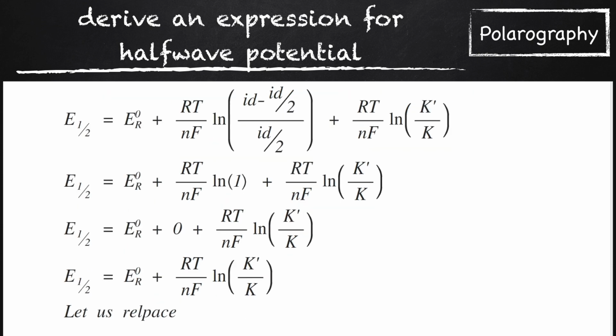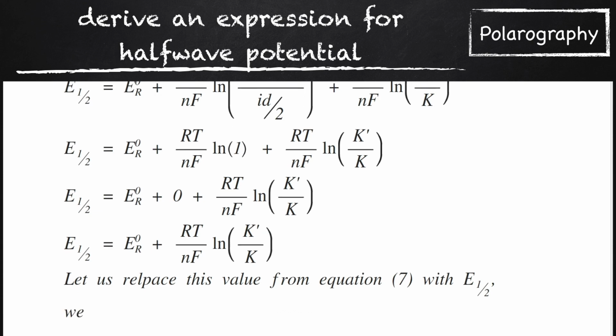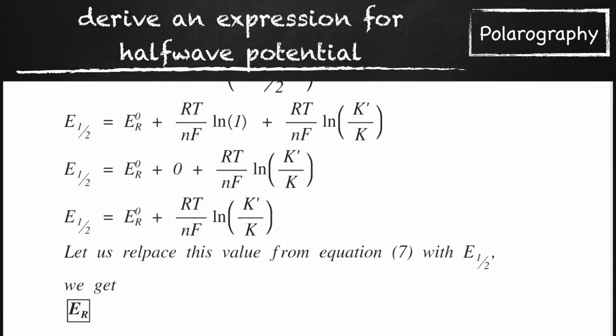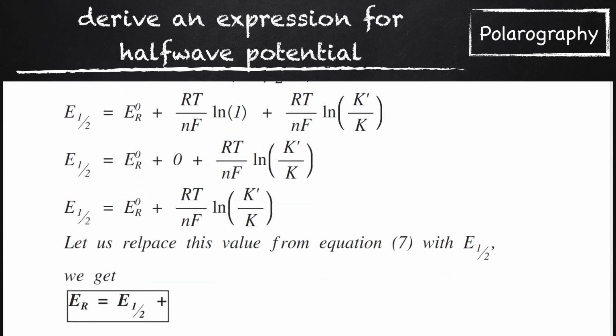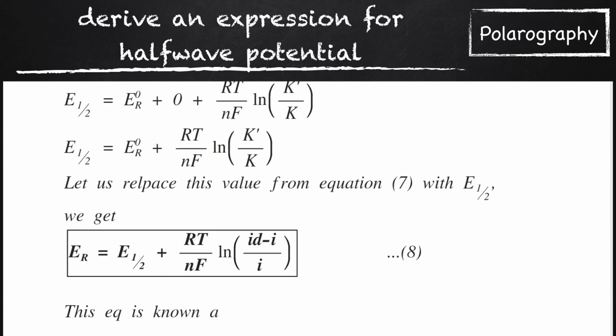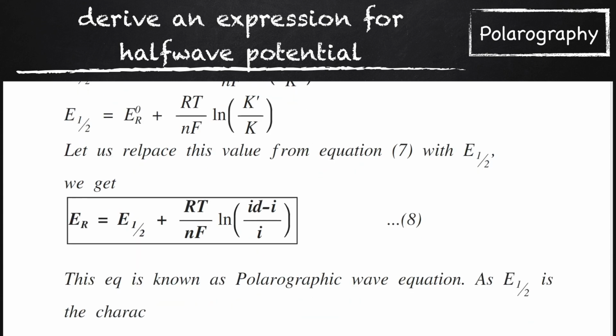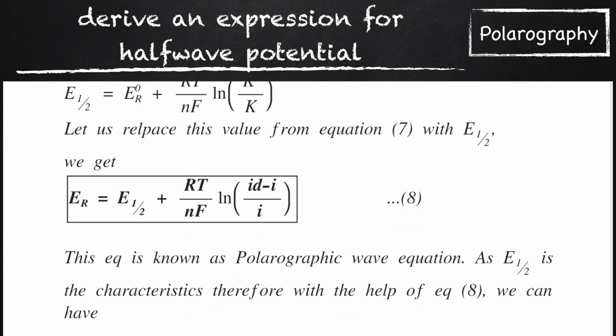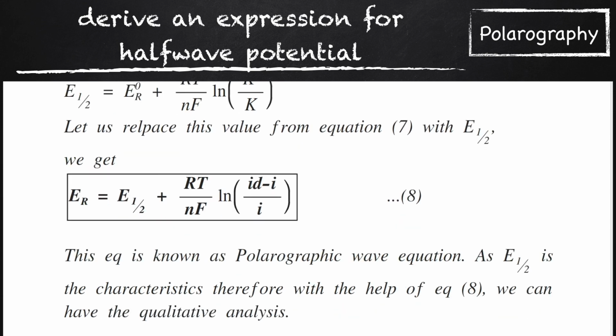Let us replace this value from equation 7 with E half. So equation 7 becomes ER is equal to E half plus RT by NF ln of id minus I by I. This is equation number 8. This equation is known as Polarographic wave equation, as E half is the characteristic. Therefore, with the help of equation 8, we can have qualitative analysis.